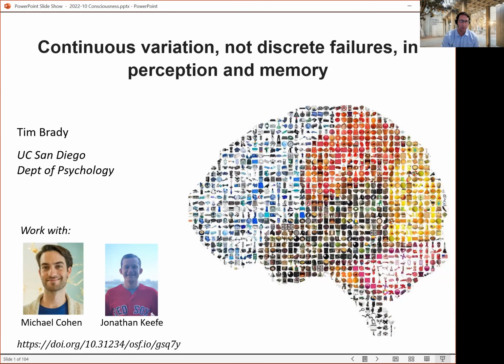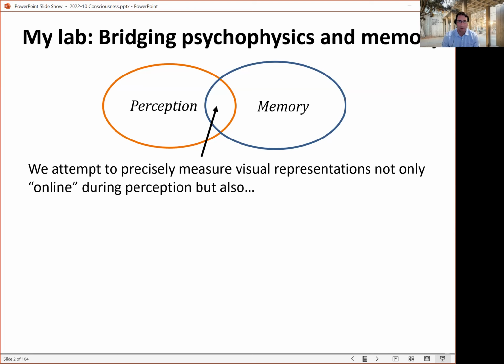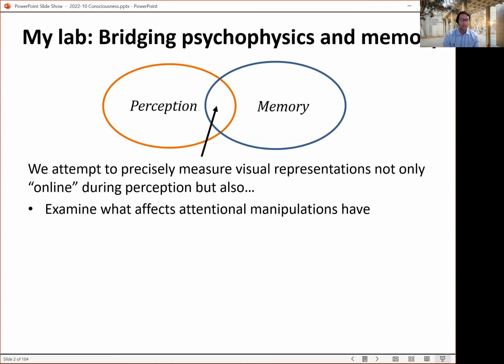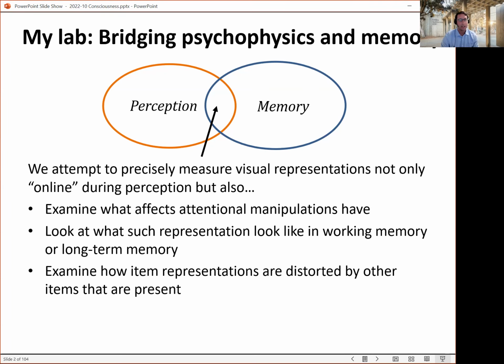But okay, so as he was just saying, my lab broadly bridges perception and memory. We think of ourselves as at this intersection where perception meets memory, which is a really interesting place to be, because you can use psychophysical methods and our understanding of perceptual representations to understand questions that are a little higher level. So we try to measure precise visual representations, not only online during perception, but also examine the effects of attention on those visual representations and look at what they look like in working memory and long-term memory, and examine how items are distorted by other items that are present, and ask questions about visual representation that go beyond basic perception questions.